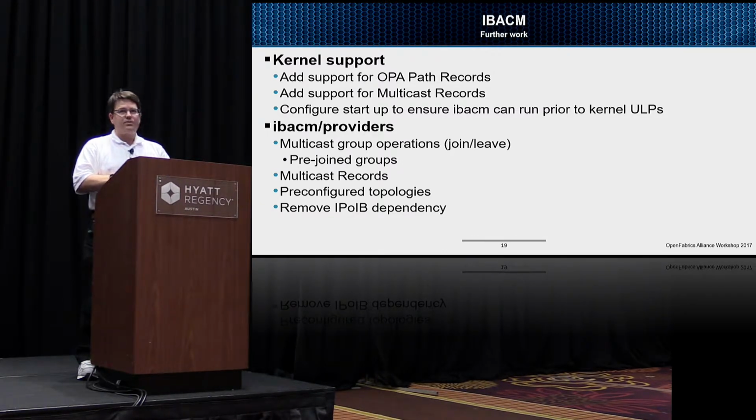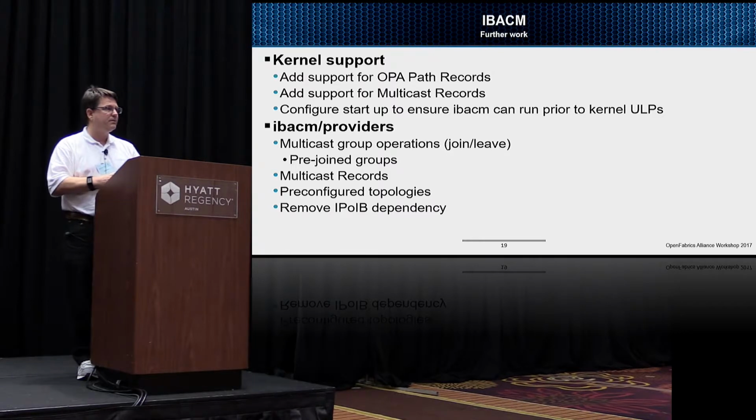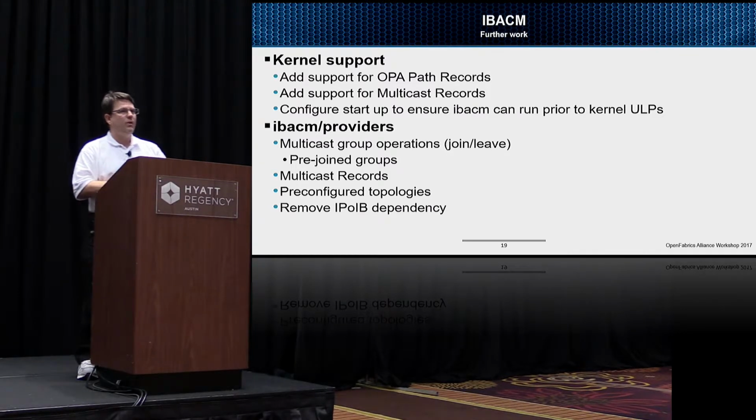And I've discussed this with a couple people. We'd like to be able to get Ibacm to run before the kernel ULPs, because I don't want IP over IB in particular, it's common use, to need path record information before Ibacm is ready to provide that cache.